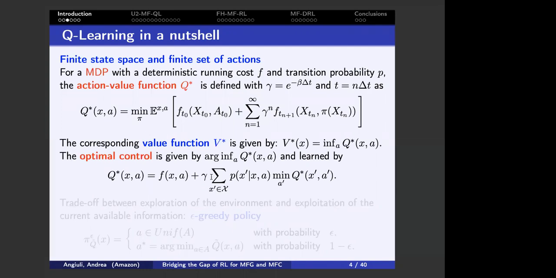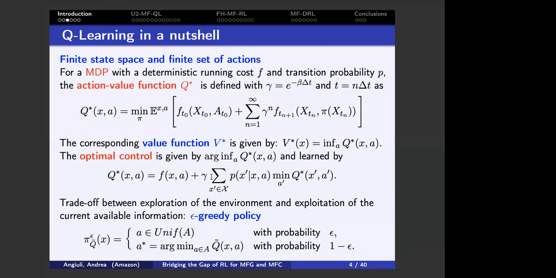This algorithm, as we will see later in the talk, is based on a learning procedure that is derived from the Bellman equation of the optimal action value function. In particular, since the environment is unknown to the algorithm, it deploys an epsilon greedy policy to explore and at the same time exploit the information that is currently available. The epsilon greedy policy works such that at each time, given a state x, it will pick with probability 1 minus epsilon the optimal action given the current estimate of Q star, that is Q tilde, or otherwise with probability epsilon, it will pick a random action across the admissible ones in the set A.